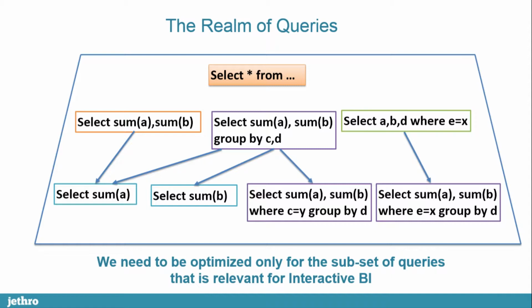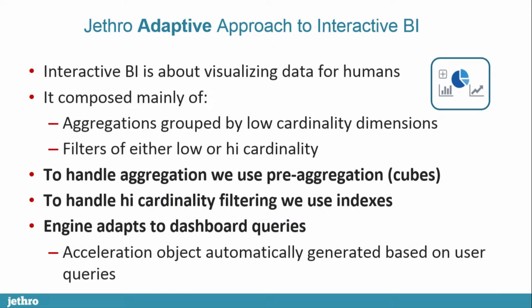So when we are looking at the realm of the queries, and we are asking ourselves, okay, from that huge set of queries, what is relevant for our problem? It's not everything. First of all, it's queries that return a limited set of results. And if we break it further, we understand that we are talking about two general types of queries. Aggregations done on top of generally low cardinality dimensions, or queries that are highly filtered. Queries that have a filter that removes a large part of the data set.